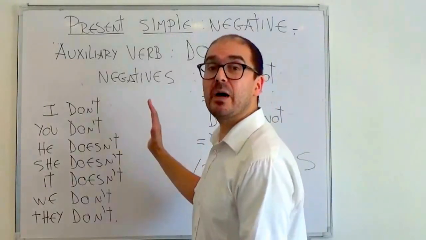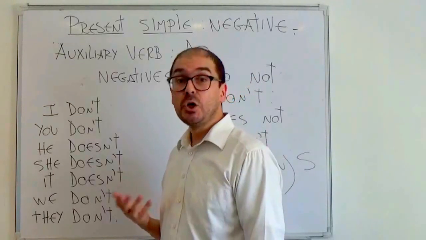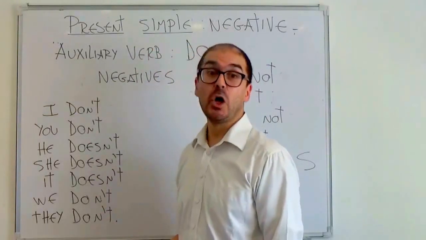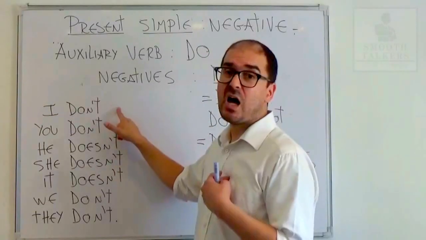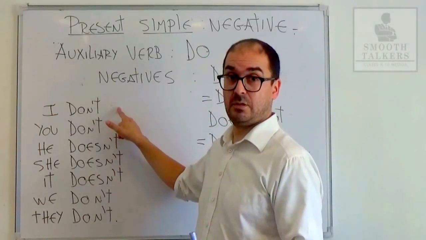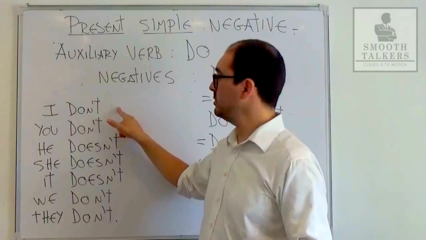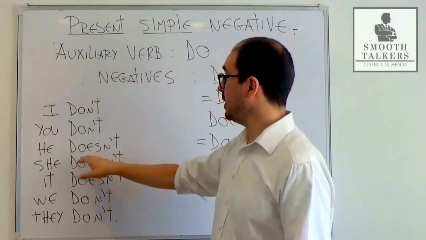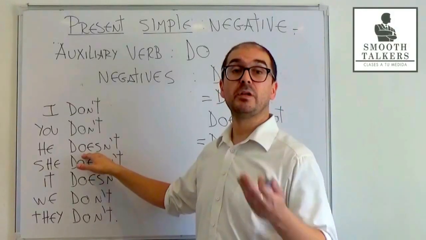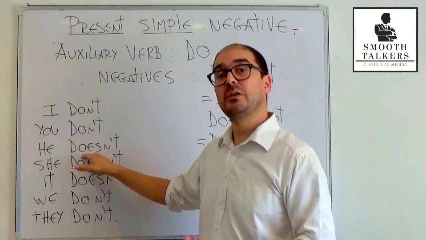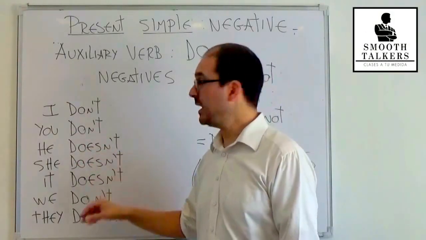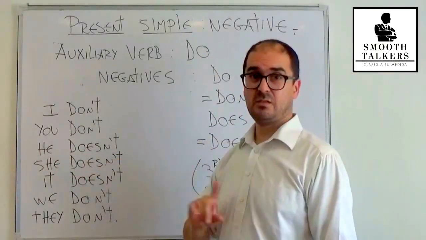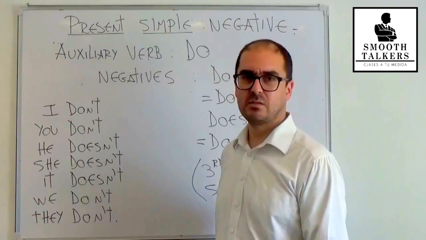So, please bear in mind that when we want to say no in present simple, we don't just say no, we say I don't. And if you have to say no, we say you don't. When we talk about people other than you and I, we say doesn't. Like he doesn't, she doesn't, it doesn't.